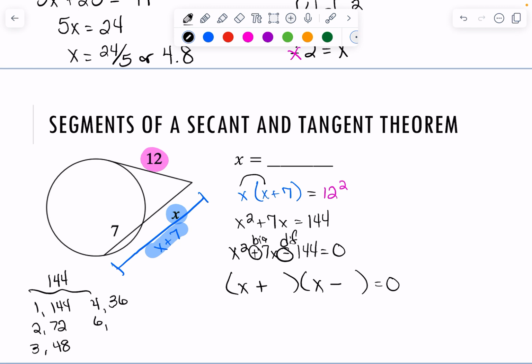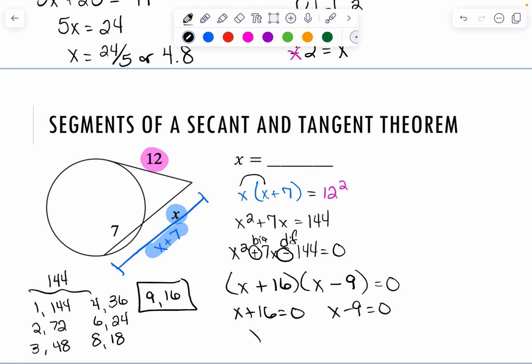We have 6 and 24. 7 doesn't go. 8 and let's see, that would be 18. Still haven't found it. 9 goes, and 9 would be 16, and that is 7 units away. So that would be my combination. So 16 and 9. Set those equal to 0.